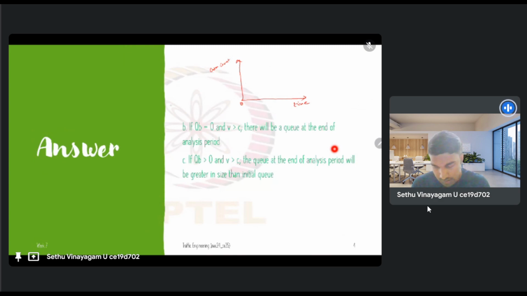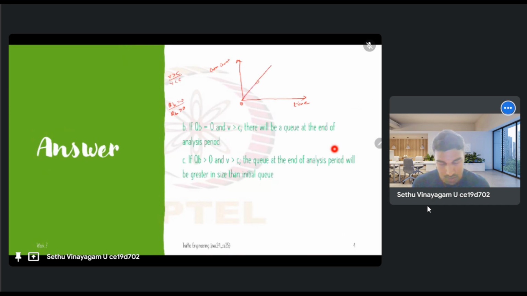So we have two cases: QB equal to 0, and QB greater than 0, some positive value. QB cannot be negative; queue length has to be 0 or positive. And we have V greater than C and V less than C. So let's look at 0 initial Q, and V greater than C first. If there is 0 initial Q, let's say this is our arrival curve.